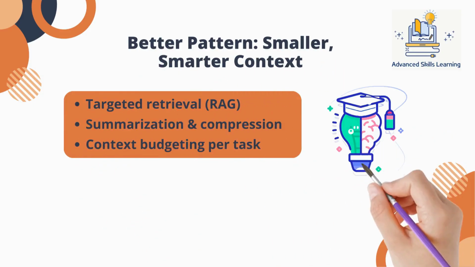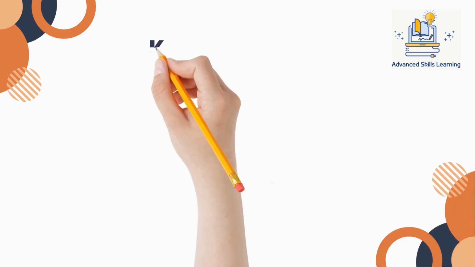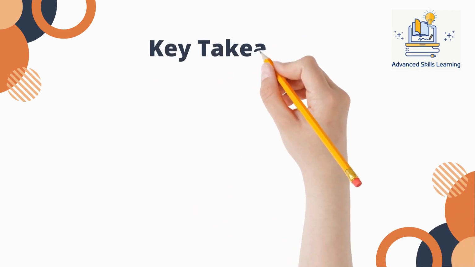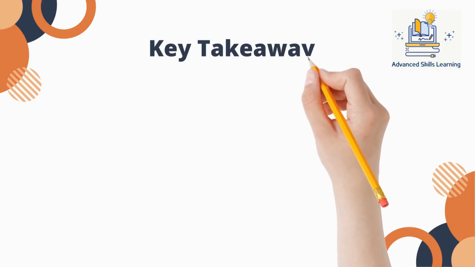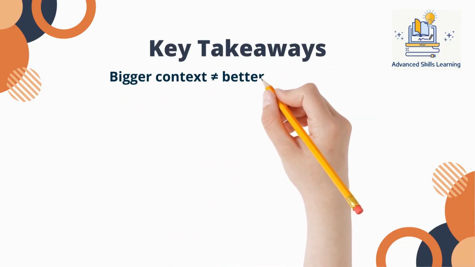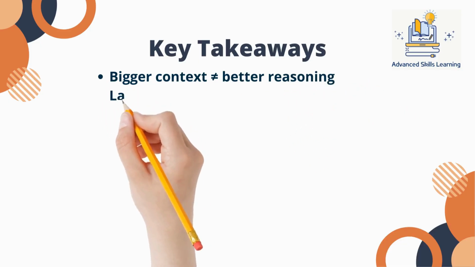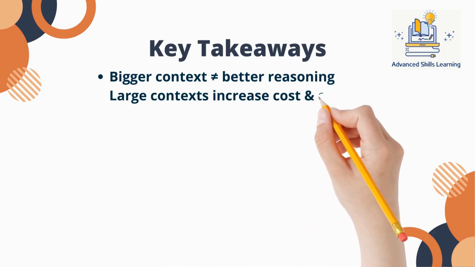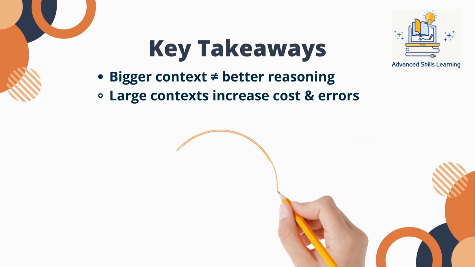This brings us to the key takeaways. First, bigger context windows do not automatically improve reasoning. They increase capacity, but they also increase noise and dilution. Second, large contexts come with real trade-offs: higher cost, slower responses, and weaker instruction adherence. Third, context should be treated as a scarce resource, not an unlimited bucket.